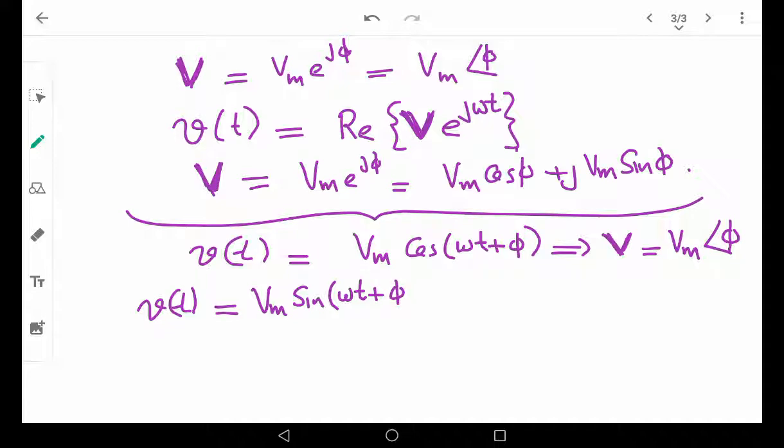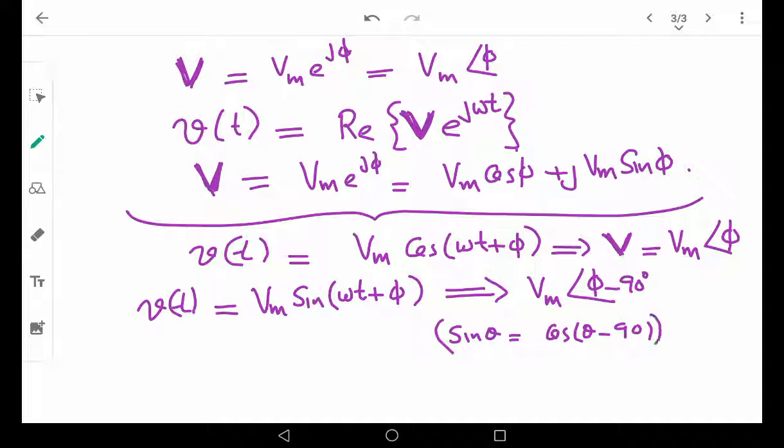Understand? Then if it is Vm sin(omega t plus phi), it can be transformed into a phasor Vm angle phi minus 90. The reason is that sin theta equals cos(theta minus 90). That's the reason. So if it is Vm sin(omega t plus phi), you can write it as Vm angle phi minus 90, right?